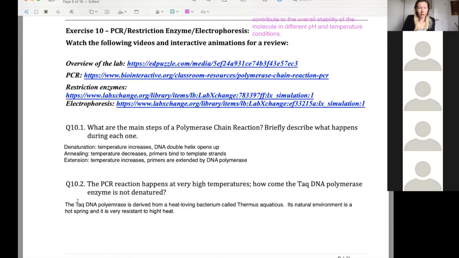So this first little word here, TAQ, this is T-A-Q, which stands for the T is for Thermus, and then the A-Q represents the aquaticus. So we just call it Taq polymerase, but it actually stands for Thermus aquaticus DNA polymerase.